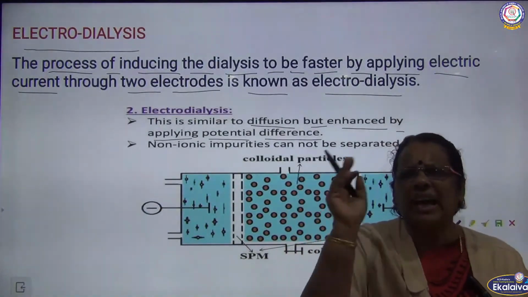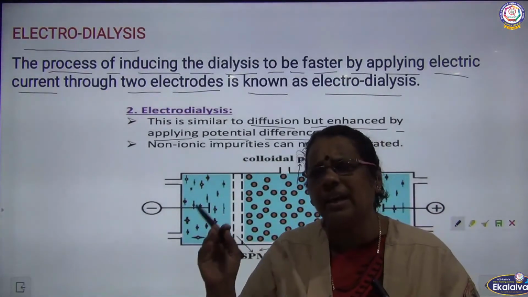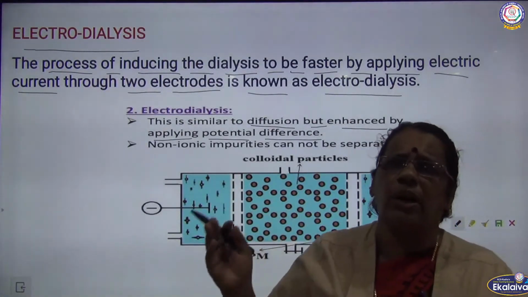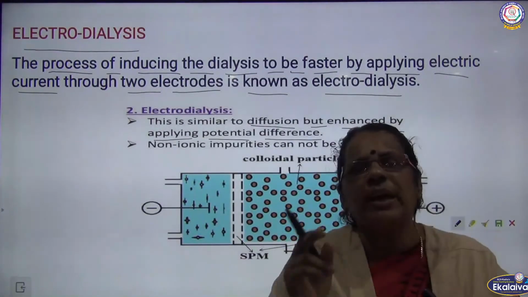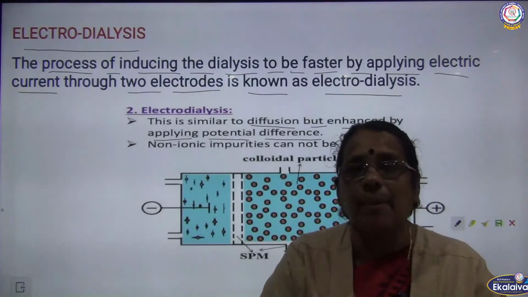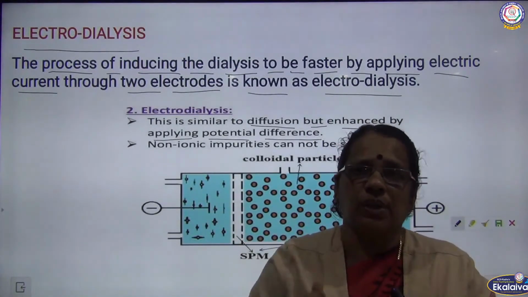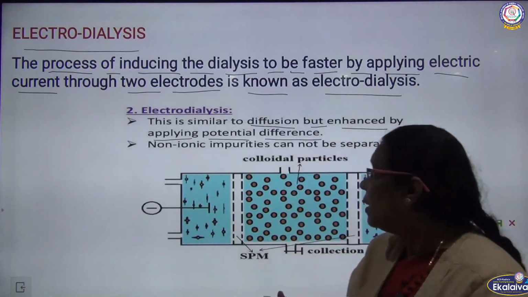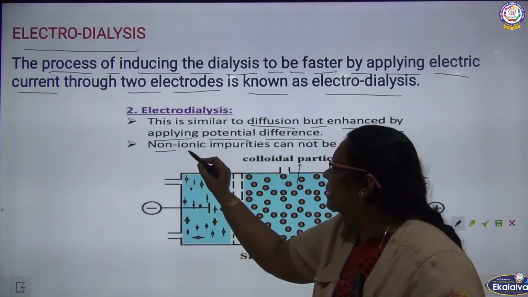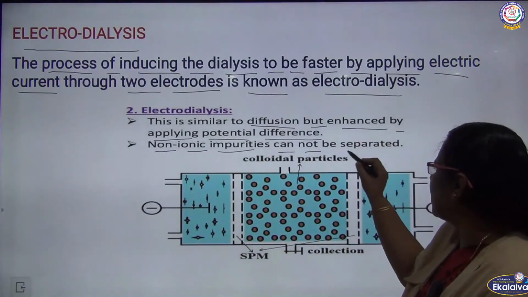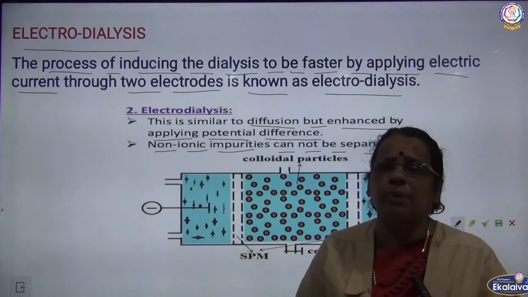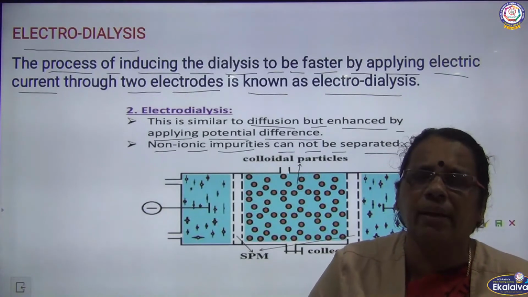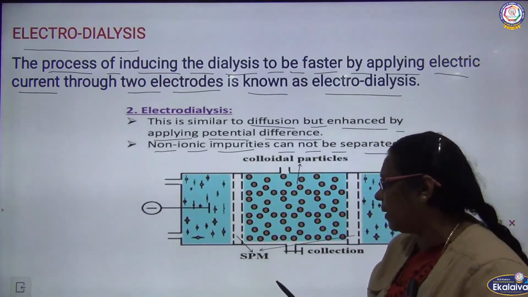But what is the difference between dialysis and electrodialysis? In the dialysis technique, it is an ordinary technique where we need so much time to remove the impurities. But here, as we are passing current between the metal electrodes, the dialysis process is induced and quickened, and it takes place at a rapid rate. Non-ionic impurities cannot be separated by this method. Even with this method, we can separate only the ionic impurities.